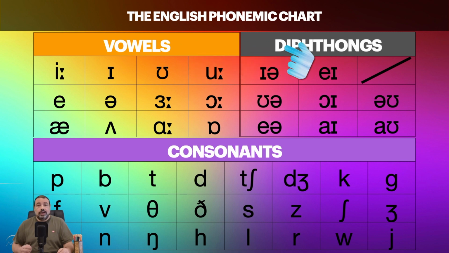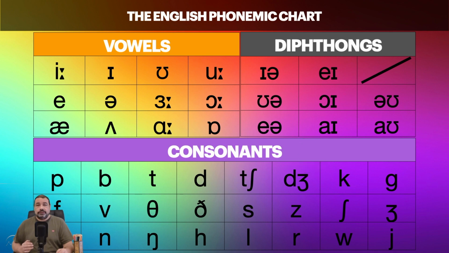Group number two are the diphthong sounds. These sounds are a combination of two vowel sounds within a syllable. And the third group are the consonant sounds. These sounds are produced with some type of friction or obstruction in the mouth.